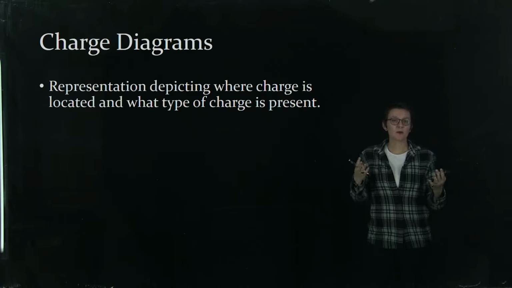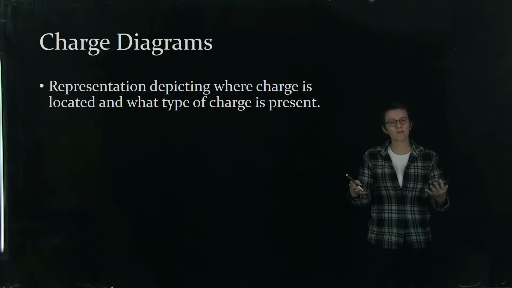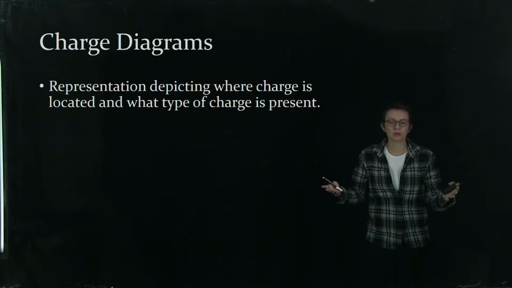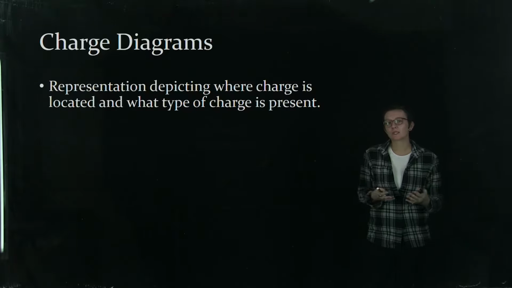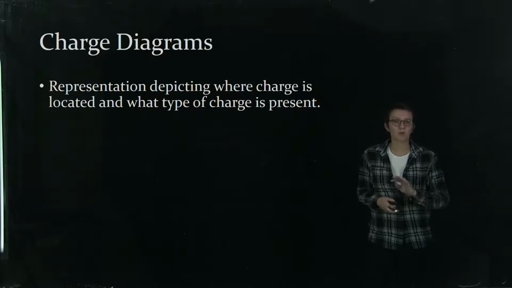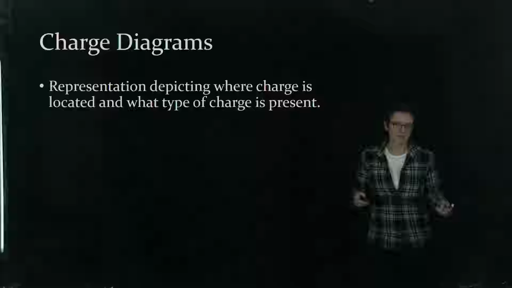All right, let's talk about how we can actually represent where charge is located on an object. So if you have an object and you want to know where the charge is located and how much charge is located in different areas, the representation we're going to use is called a charge diagram. It's a representation depicting where charge is located and what type of charge is present throughout an object. And the best way to explain what a charge diagram is is by using an example.